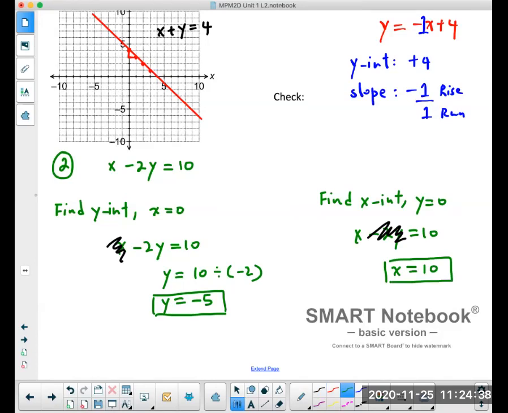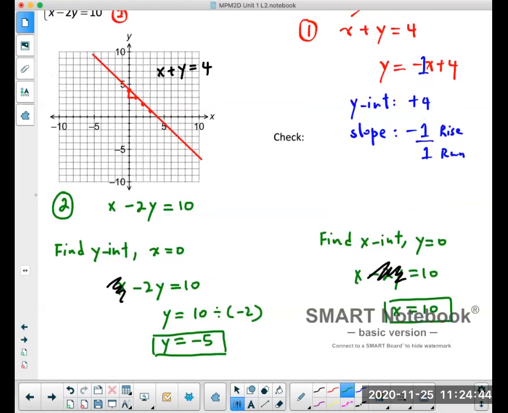So for line number 2, I have a y-intercept at -5 and an x-intercept at 10. So I'm going to plot those two dots on the graph. Y-intercept at -5, which means the dot right here. X-intercept at 10, which means the dot right over there. And again, I'm going to join them with a line. Okay, extend the line on both sides, make it a little longer.